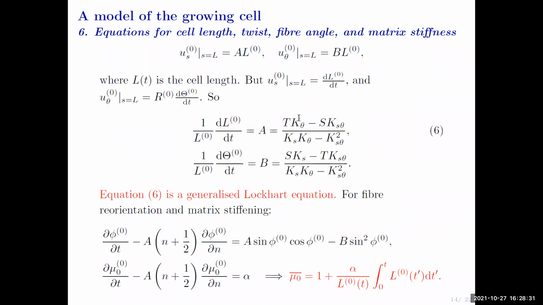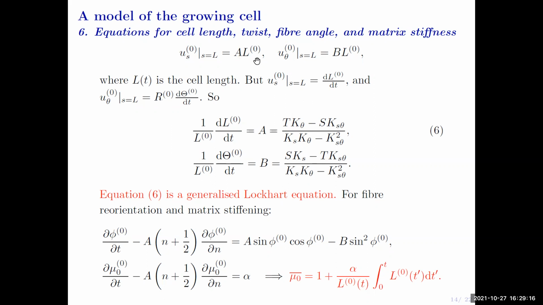So all you have is that U_S at the top end, S equals the cell length, is simply A times the cell length, and U theta as well at the top end is just B times L. That's all very good, but also we know just by definition that U_S, the flow in the S direction at the top end, is just dL by dt, the rate of change of the cell length. And similarly, the azimuthal flow at the top end is just d by dt of the relative twist, which we're going to call big theta, times the cell radius r, which happens to be 1. So that really does it.